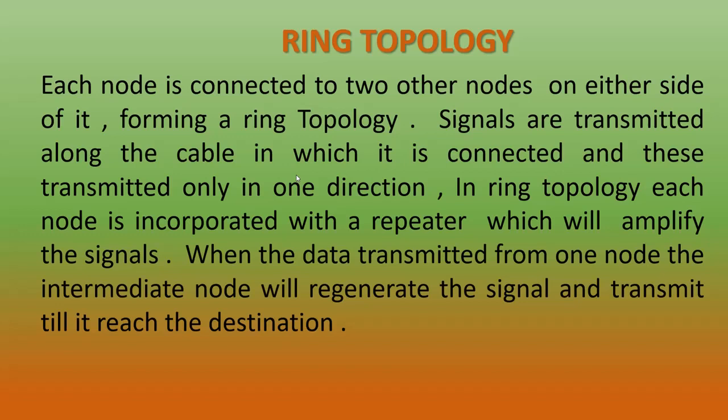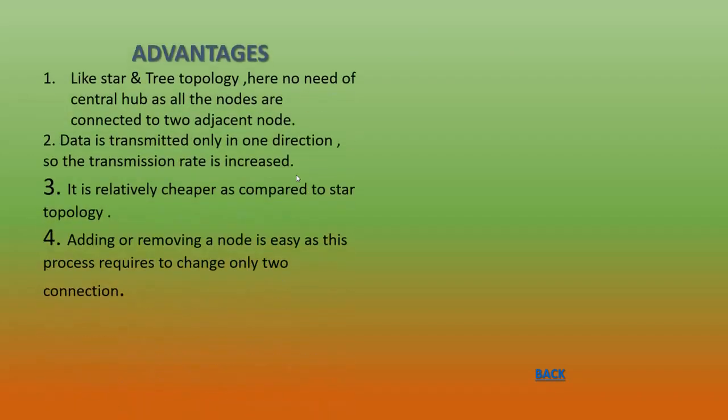Now we can see what are the advantages and disadvantages of ring topology. Advantage: the first advantage is that no extra hardware is needed. We are not using any hub or switch in the ring topology. Data transmission rate is high because data is transmitted only in one direction. There is no chance of collision, so the data transmission rate is high compared to bus topology. It is relatively cheaper as compared to the star topology.